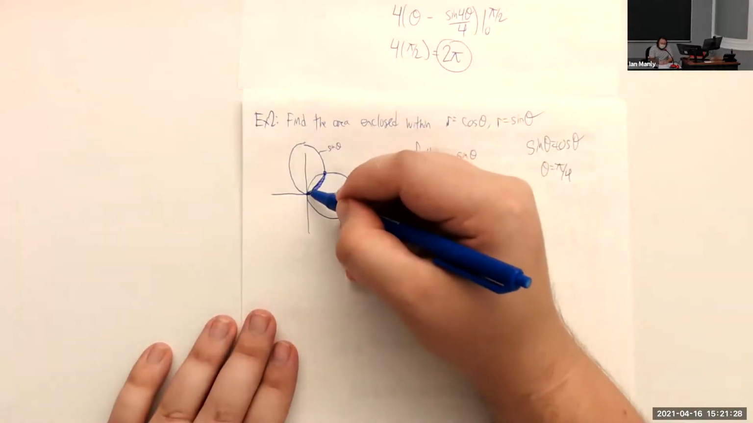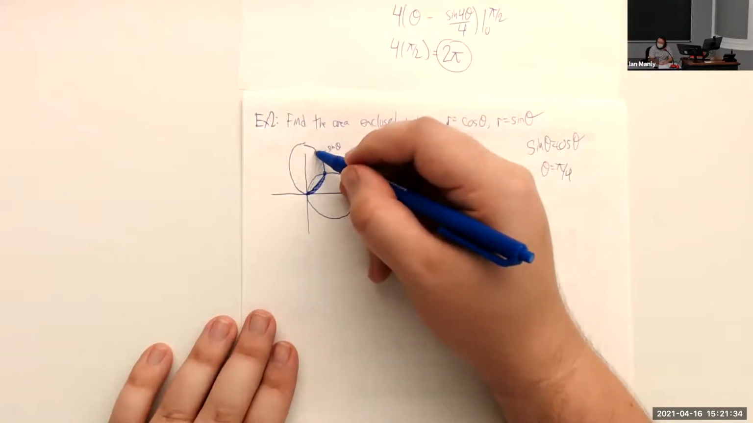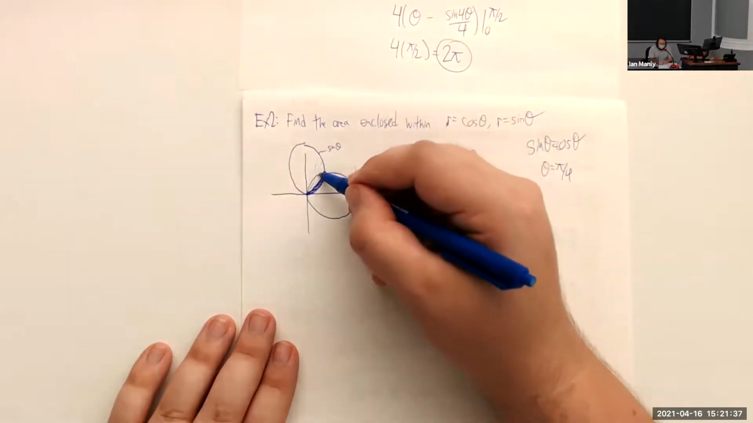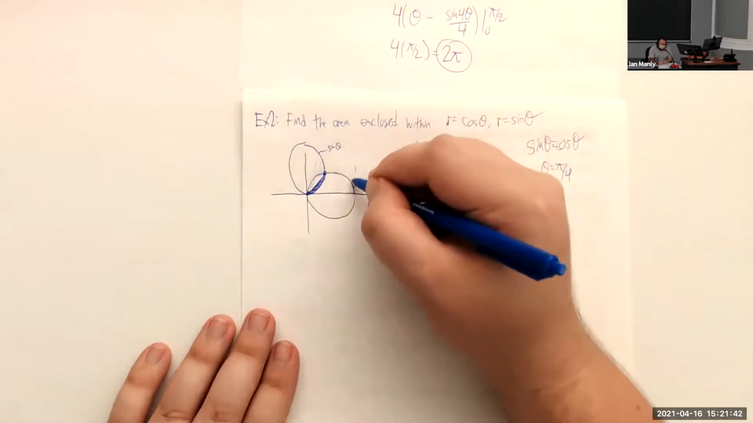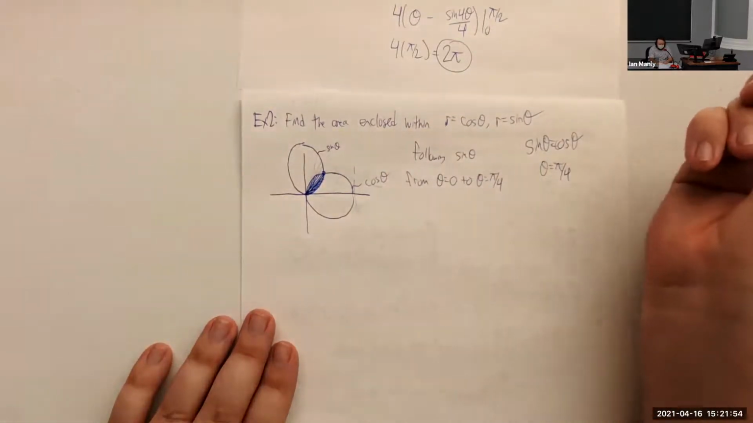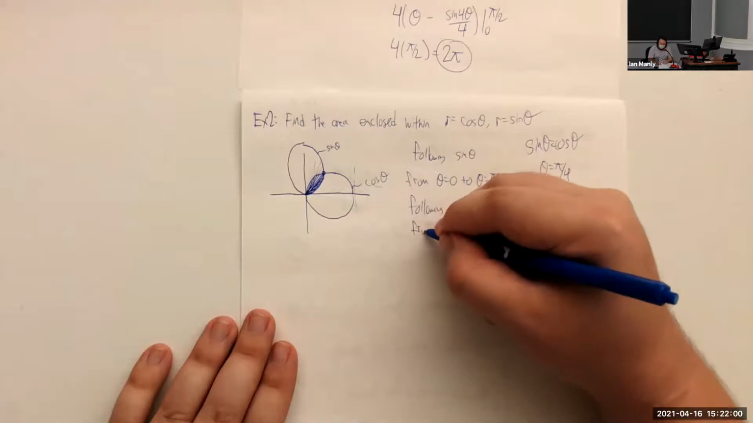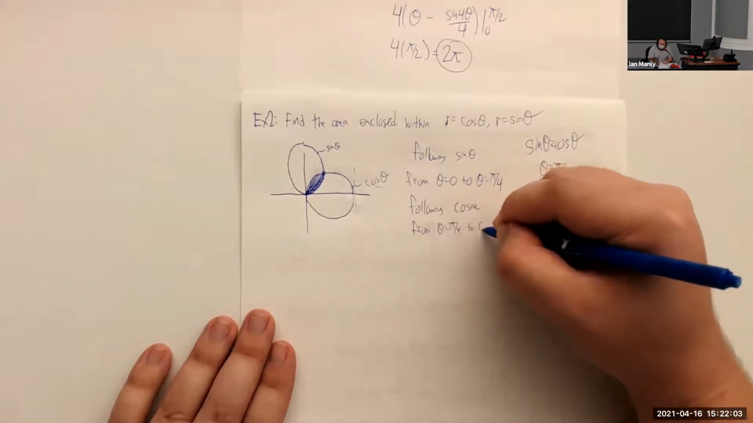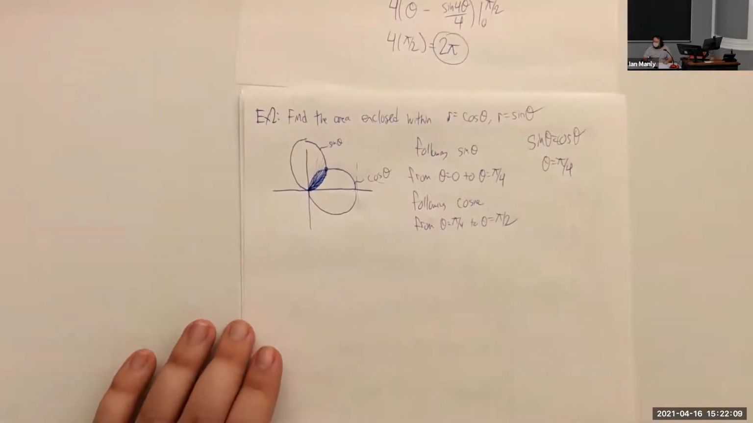Now, if we were to continue to follow sine of theta, the problem would be that we would start overshooting our boundary here. We would start kind of going along this circle, but we don't really want to do that. We want to go along this right here. So once we get to pi over 4, we transfer over to following cosine. So we start shooting our laser pointer at the cosine curve and turning through angles all the way until we get back to the origin, which is at pi over 2 right here. So then we're following cosine from theta is pi over 4 to theta is pi over 2. So this is exactly how we're going to get the area of what we're doing right here.